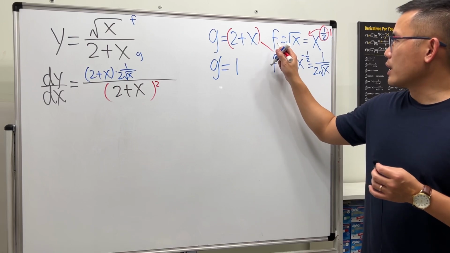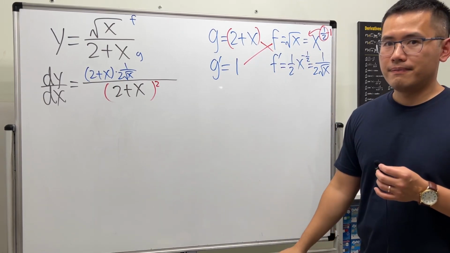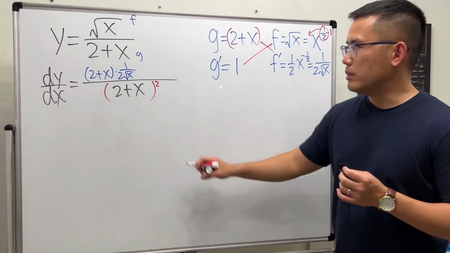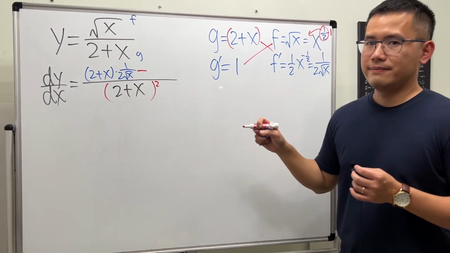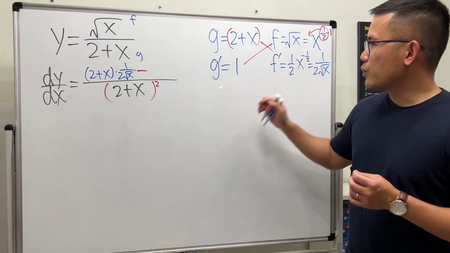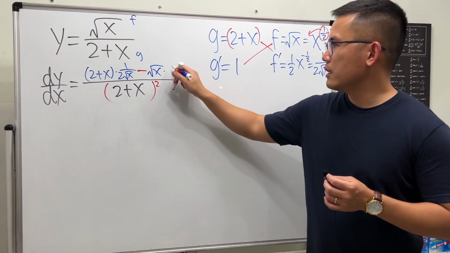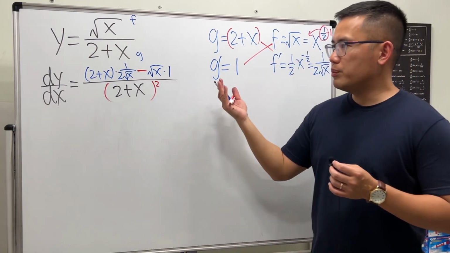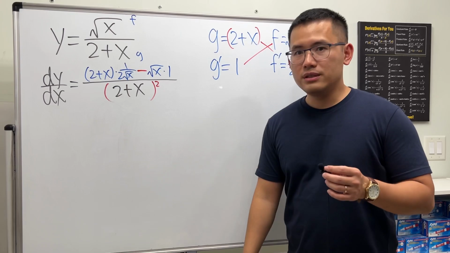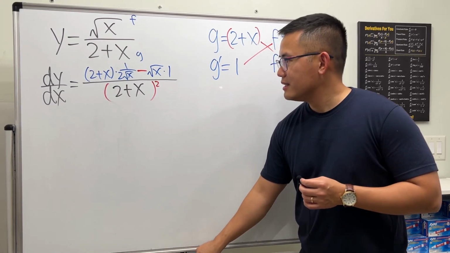Then we go the other direction. We take this times that, which is square root of x times 1. But for quotient rule, remember we are going to subtract. Right, it's the opposite of product, so we subtract. So we take the square root of x times 1. So that will be pretty much the derivative. The rest is just going to be the algebra to simplify this business.